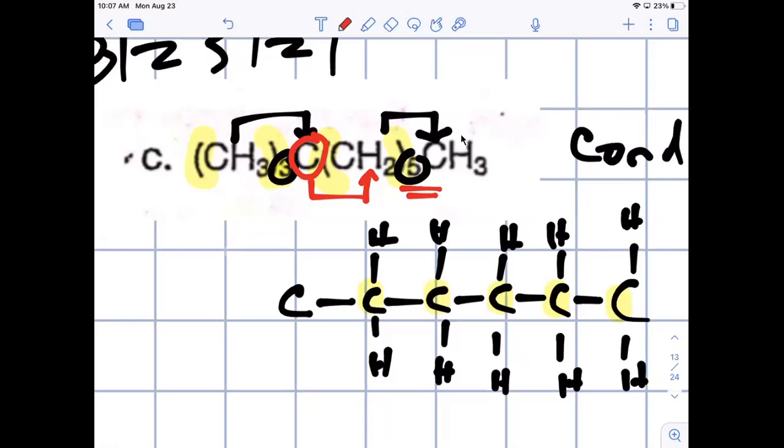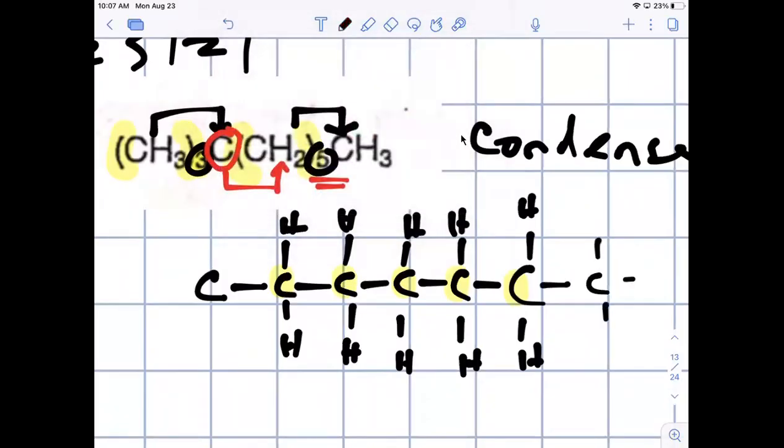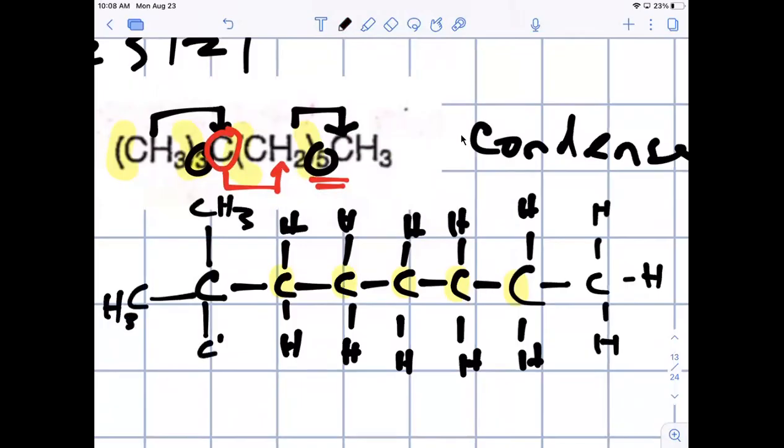All right. And then on the other end down here, we're going to put in the CH3, and I'm going to write the hydrogens out. We're okay with that? And then on this end, we're going to write out all of the CH3s. So this is the Lewis form of that condensed form. Are we okay with that?